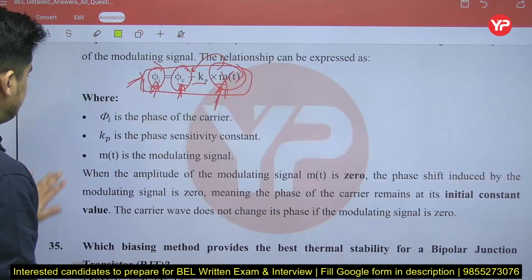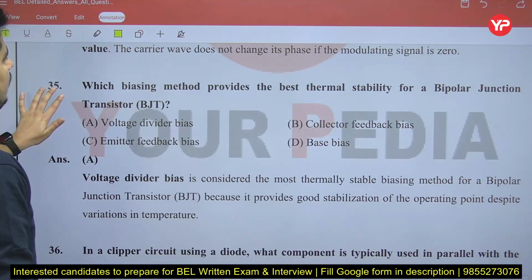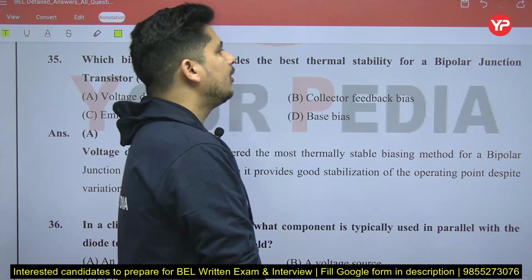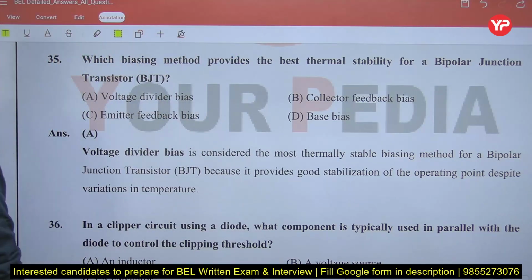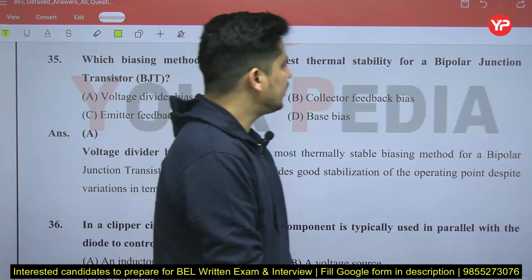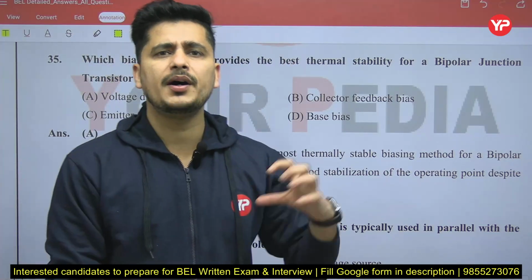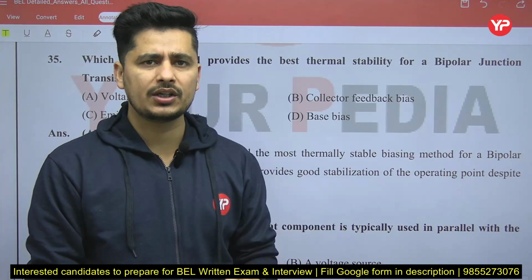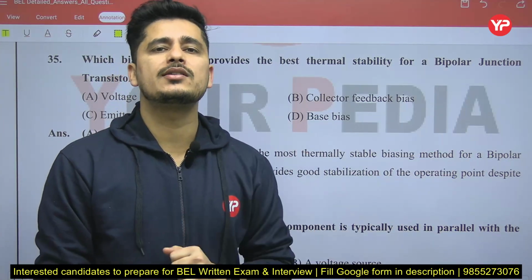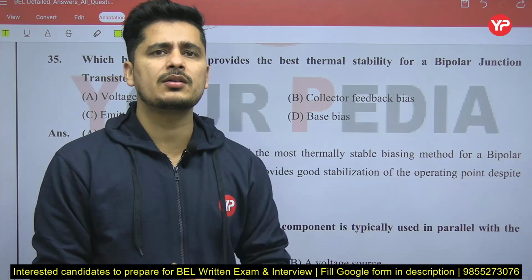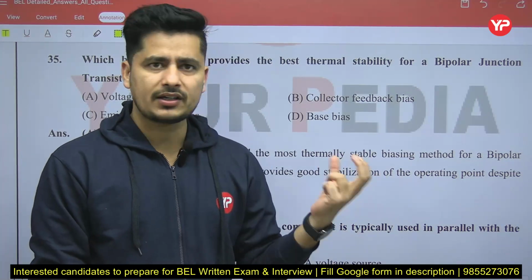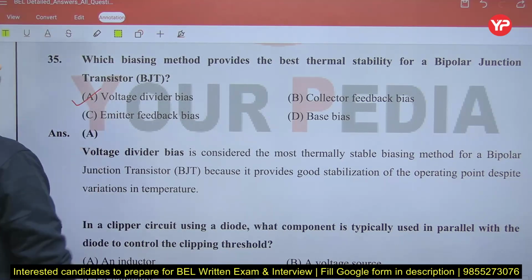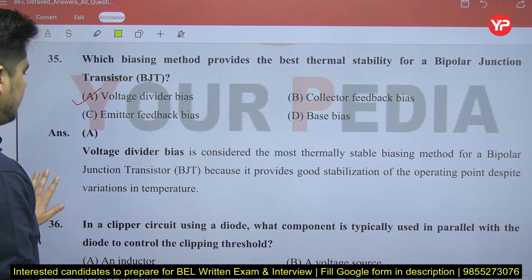Next, which biasing method provides you the best thermal stability for a bipolar junction transistor? See, if I am talking about thermal stability, there are self bias, voltage divider bias, there are several types of biasing there. The best one is voltage divider bias, which provides the best thermal stability, factor S is almost equal to 1 for that one. So the answer is A, that is voltage divider bias, right?